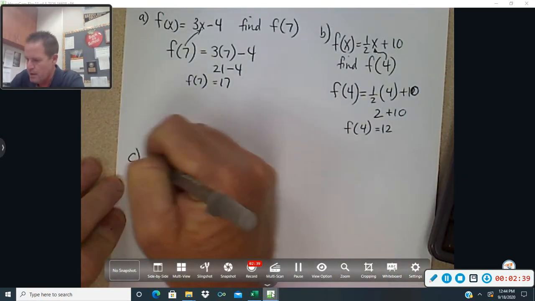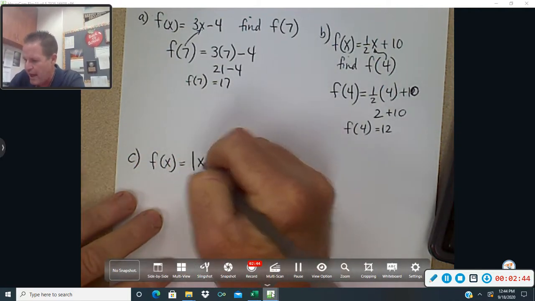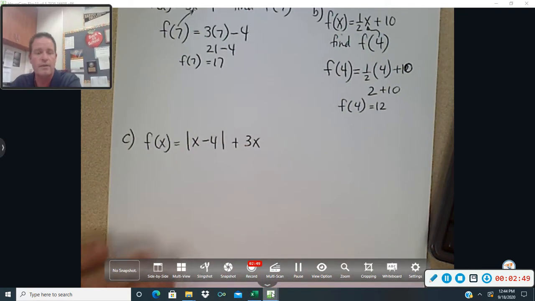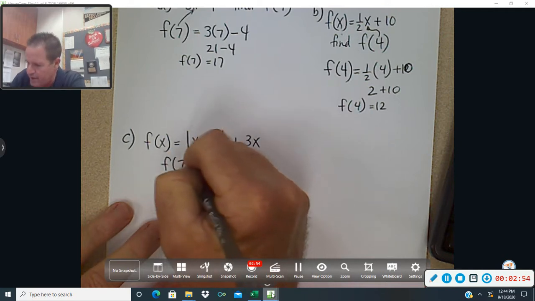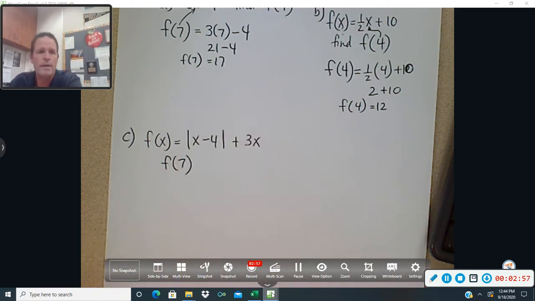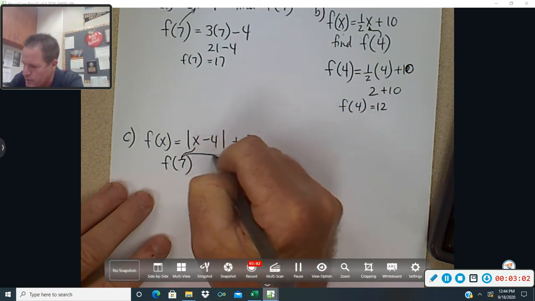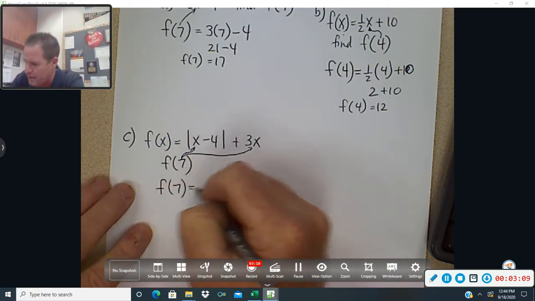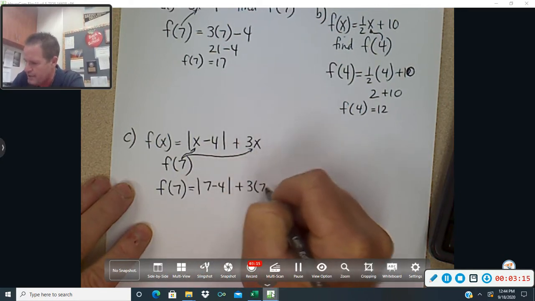Letter C. Let's say that I tell you that f of x equals the absolute value of x minus 4 plus 3x. So that's my function. And I want to do f of 7. Now, because there are two x's to plug into, you are going to take the x and put it into both x's here. So what's that going to look like? Well, f of 7 is going to be the absolute value of 7 minus 4 plus 3 times 7.